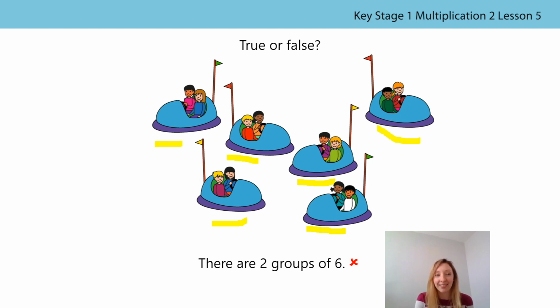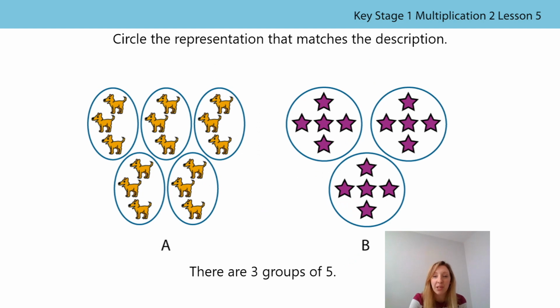Brilliant, well done. So we know that the correct sentence must be there are 6 groups of 2. Can you say that sentence with me? There are 6 groups of 2. Well done. Now we have 2 images to choose from to match to the sentence. Set A shows some dogs in groups and set B shows some stars in groups. And the sentence says there are 3 groups of 5. Does set A or set B show that there are 3 groups of 5? What do you think?